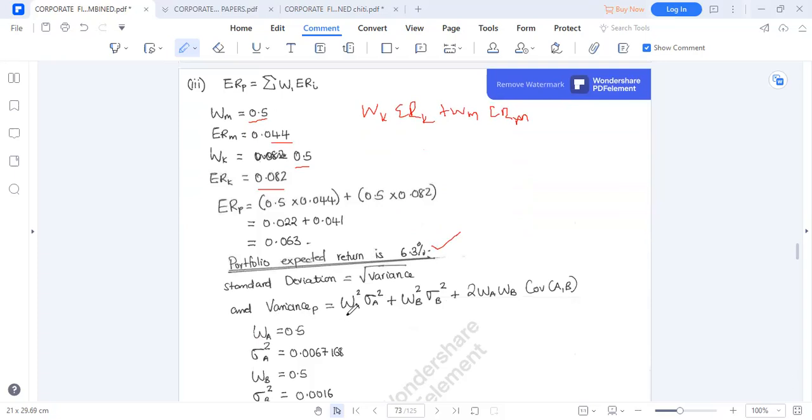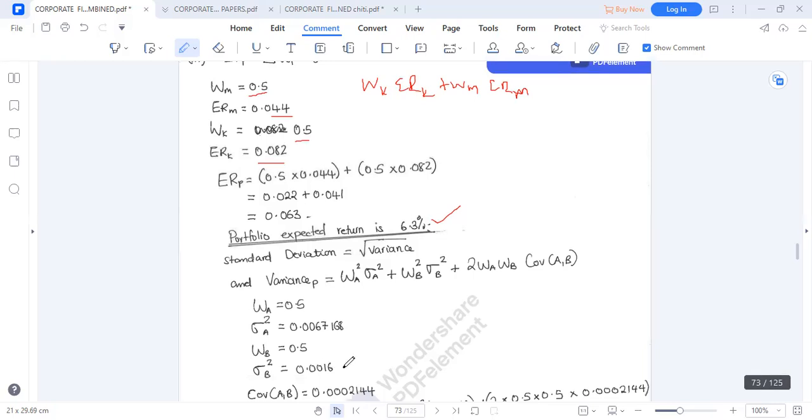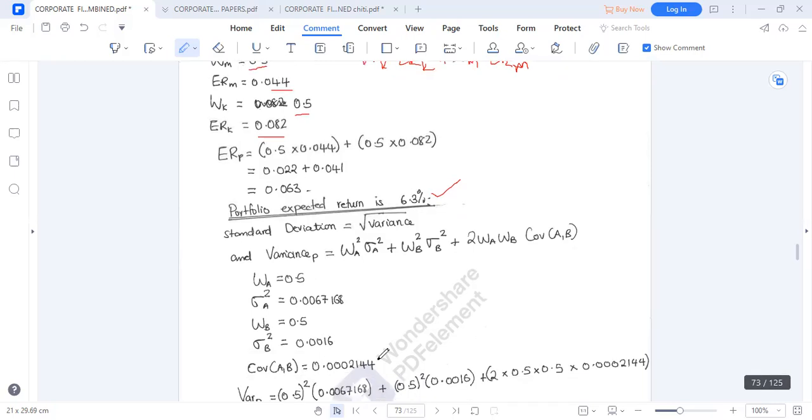We are given this formula: weight on A, variance A plus weight on B, variance B plus 2 WA, WB, covariance AB. So it's a long formula. Then the standard deviation is going to be the square root of this answer. So what was the weight on A? 0.5. The variance on A, 0.067. Weight on B, 0.5, variance 0.016. Covariance for both of them 0.002114.